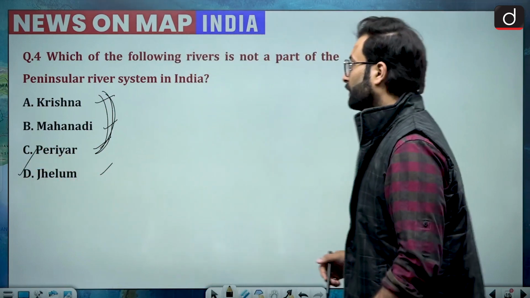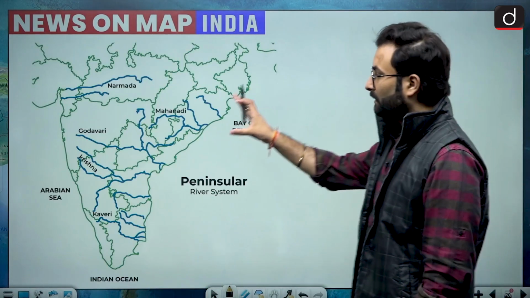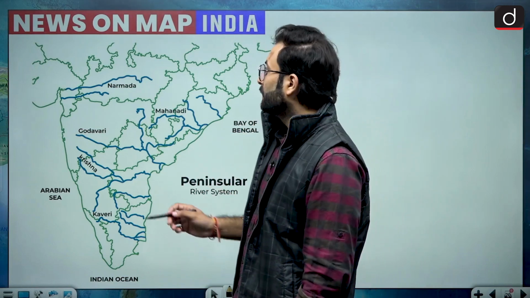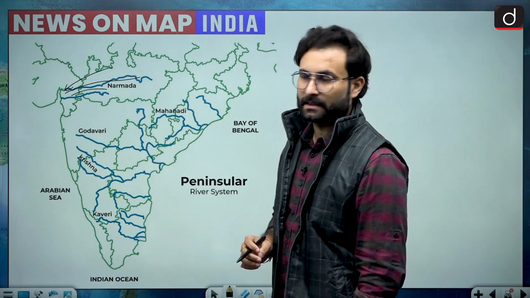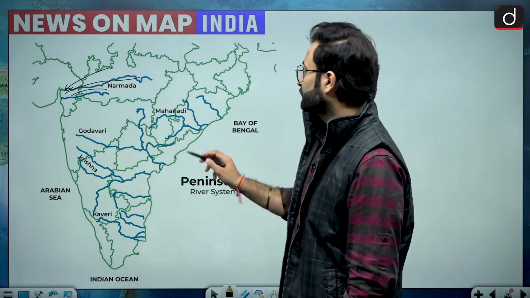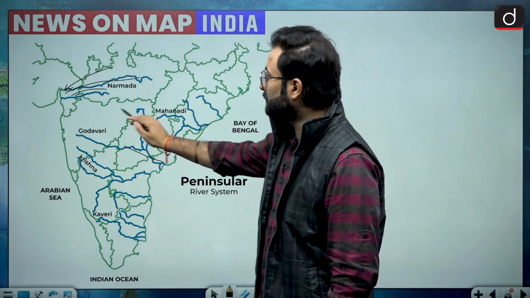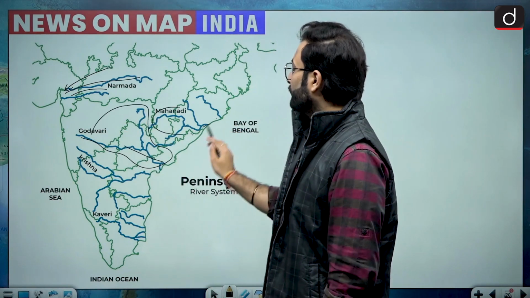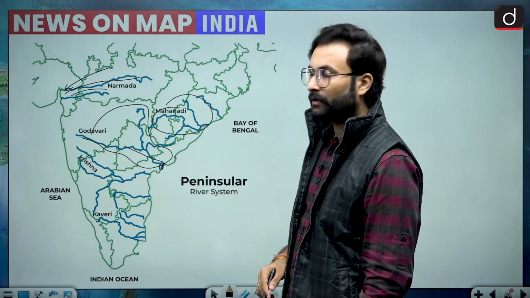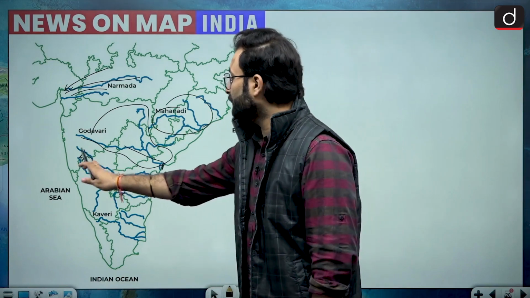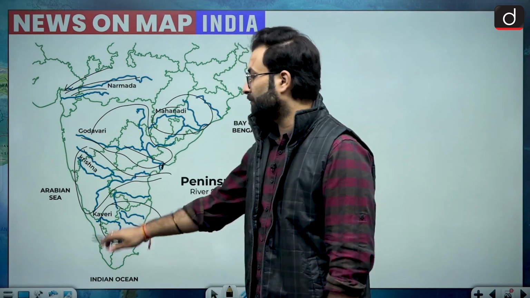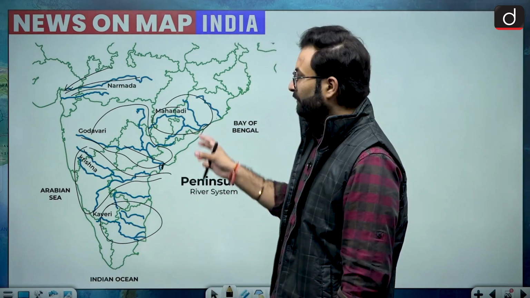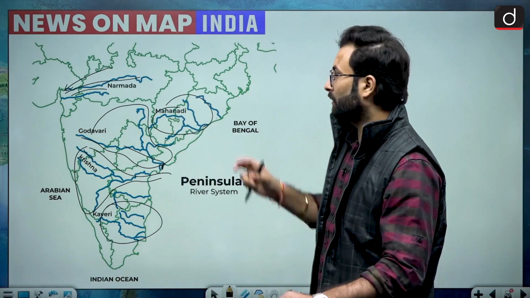Let's have a look at the map. These are the rivers of the peninsular region. Here these are Narmada and Tapi. These are your west flowing rivers. They flow in this direction and merge into the Arabian Sea. Other than that, when we are talking about Mahanadi, then Godavari river. This is the Godavari river system. We have just discussed that there is the Coringa wildlife sanctuary over here. And then this is the Krishna river system, Krishna, Tungabhadra, etc. And then this is your Kaveri river system. So basically we have seen the major rivers of the peninsular region.